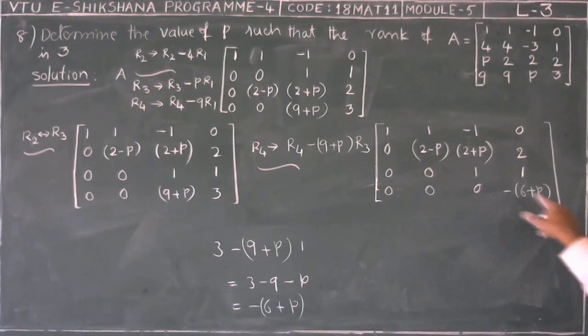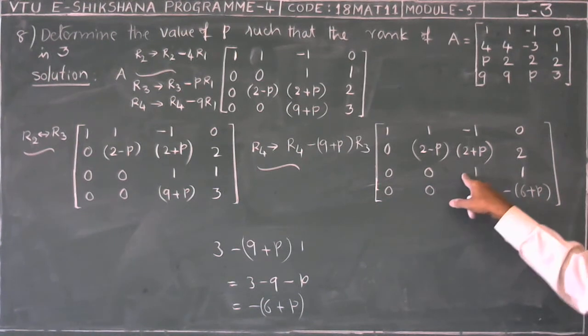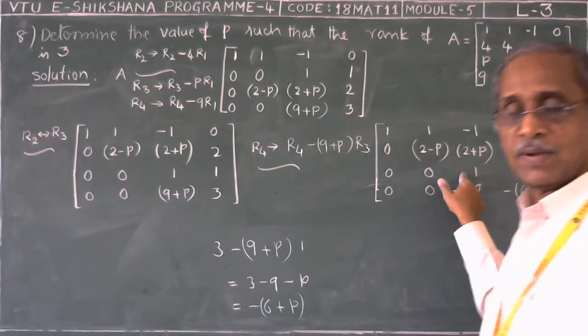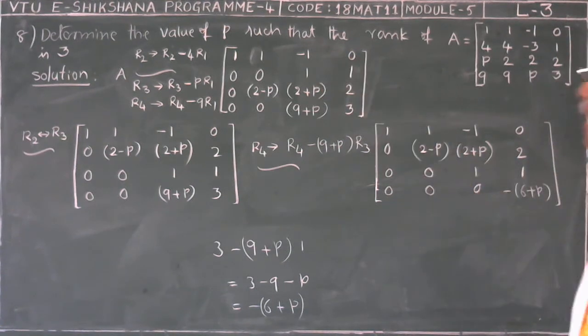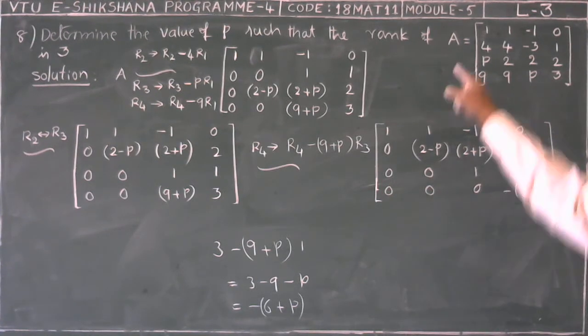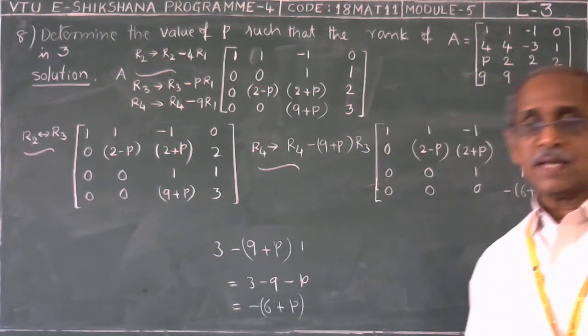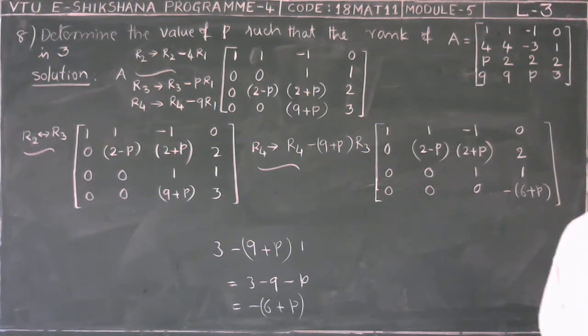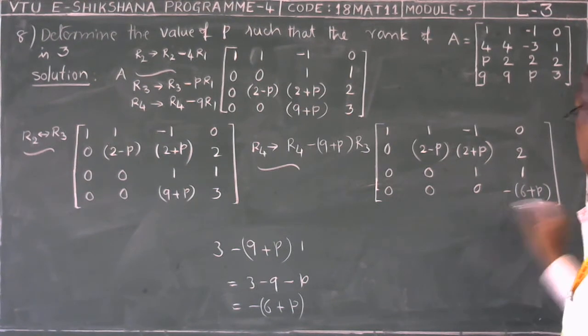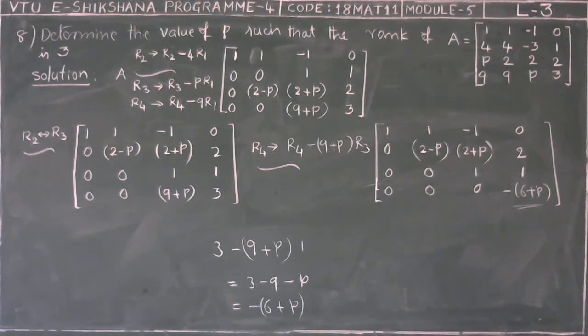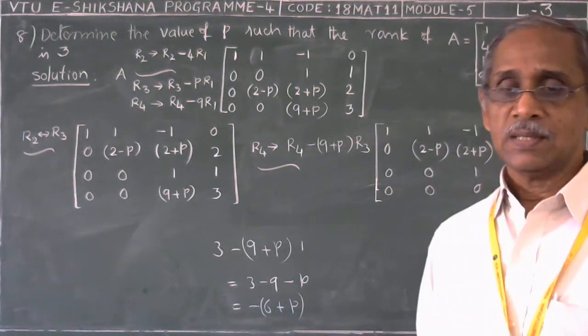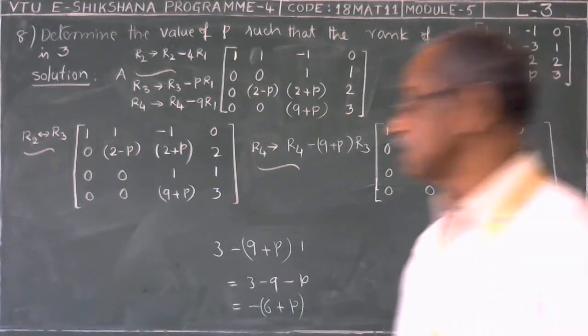Perfectly alright. The leading entry in the fourth row is to the right of the leading entry in the third row. But it is given that there are four non-zero rows here: 1, 2, 3, 4. But it is given that the rank of this matrix is 3. That means only 3 non-zero rows should be there. So therefore, to make this a 0 row, this element should become 0. So minus (6 plus P) should be equal to 0. Therefore, P is equal to minus 6.